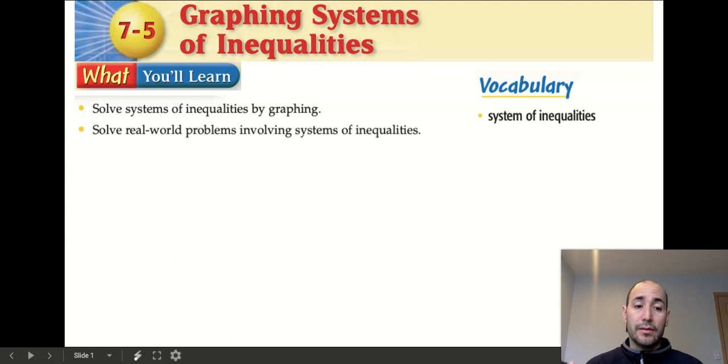Well, that's going to be this times two, right? So we're going to graph two linear inequalities, and our solution is not going to be where the two lines overlap, but where the two shaded areas overlap. Okay, and so that's what we're going to examine today.